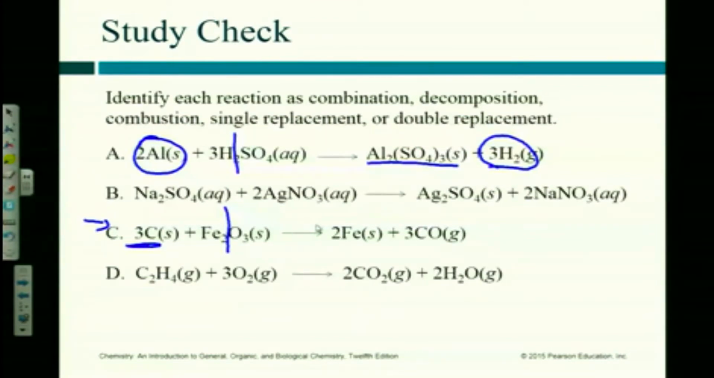What about the last one? Combustion. Why is it combustion? It has CO2 and water, and it also has this guy here, doesn't it? Oxygen combining with something to make CO2 and water. So it is a combustion reaction. Okay?